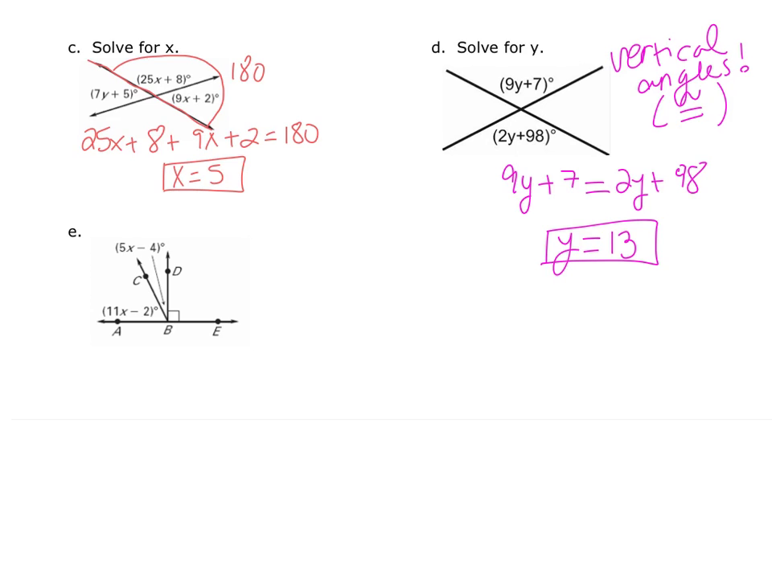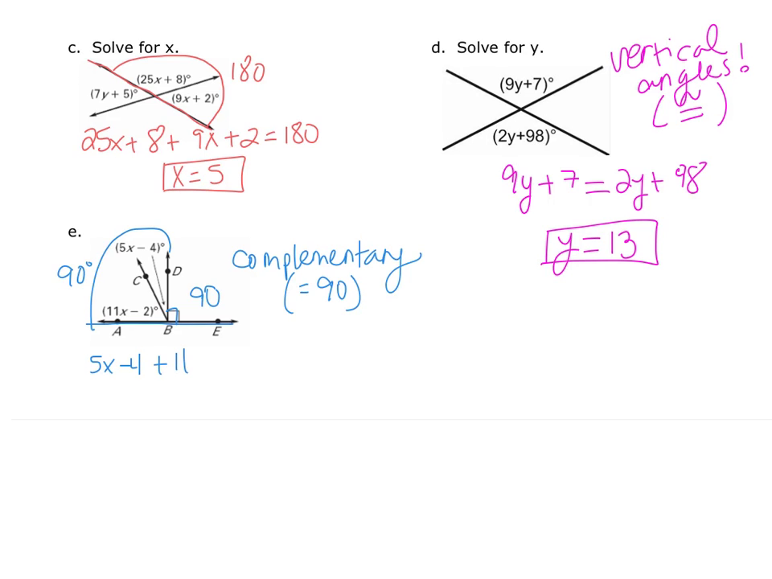On letter E, we see that there is 90 degrees on this right side of our problem, which means, since this is a straight angle, that means that these two angles together will equal 90 degrees as well. So these are complementary angles. If we then set up 5x minus 4 plus the 11x minus 2, if we add these two angles together, that would equal 90 degrees, not 180, but 90 degrees.